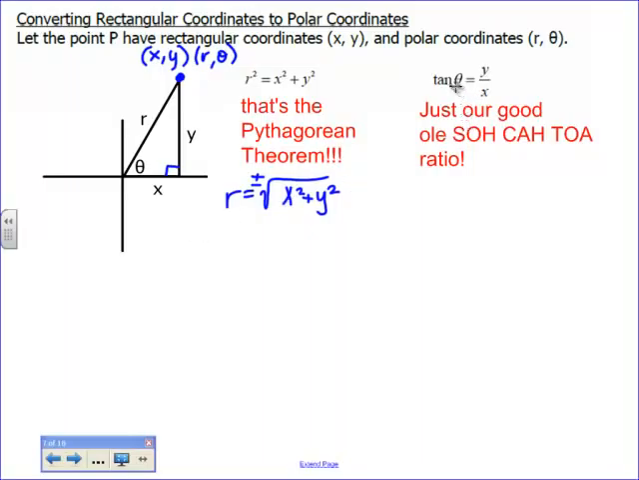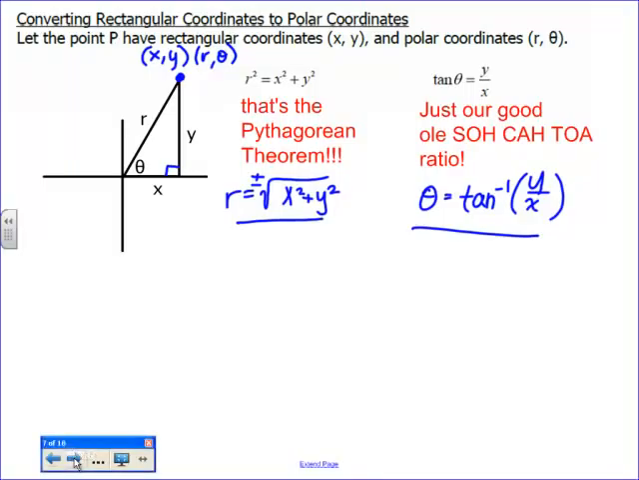And then tangent of theta equals y over x. Remember, to solve for your angle, you have to take the inverse. So theta is going to be the inverse tan of y over x. Okay, so these are our two equations that we'll use in converting backwards. Pythagorean theorem and SOHCAHTOA. All the basics that we already really know about.